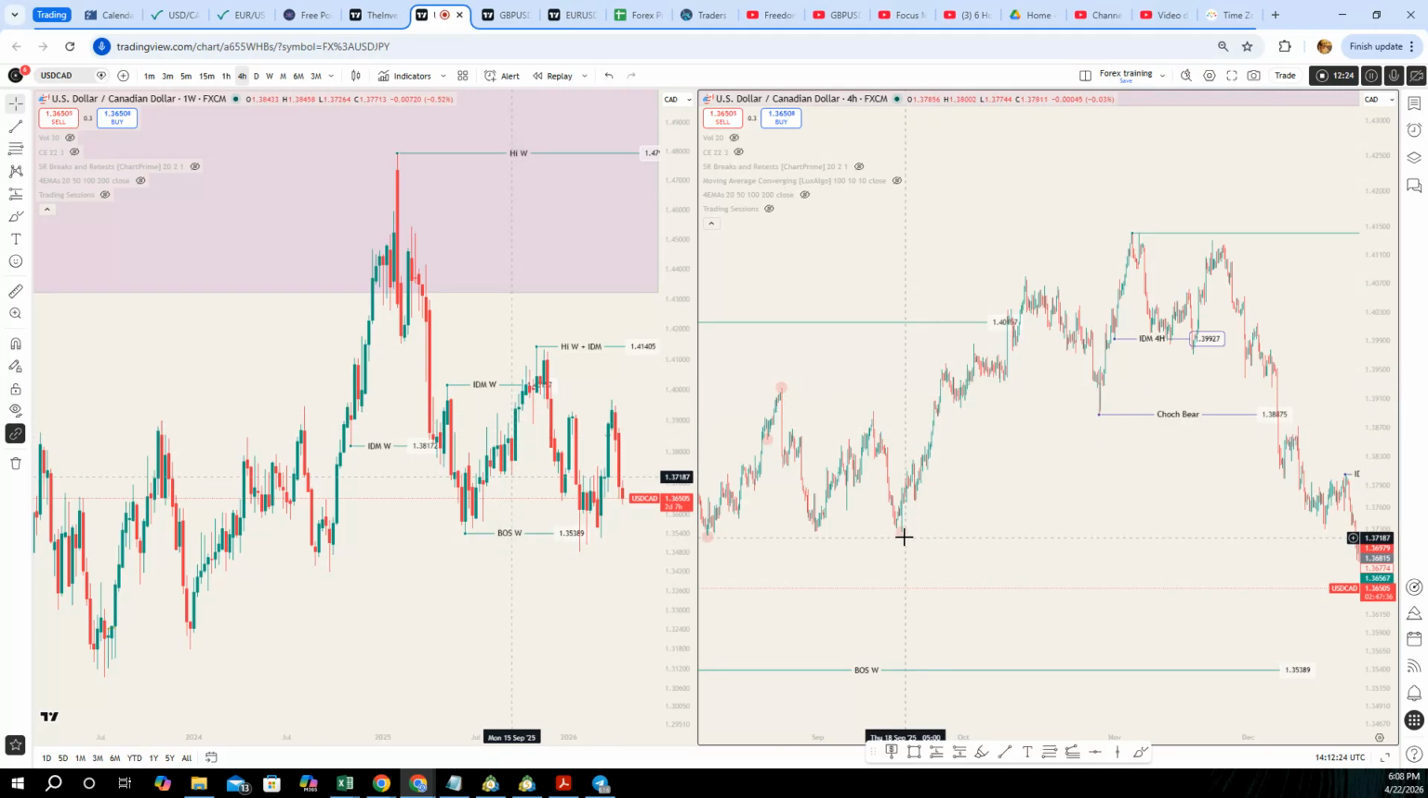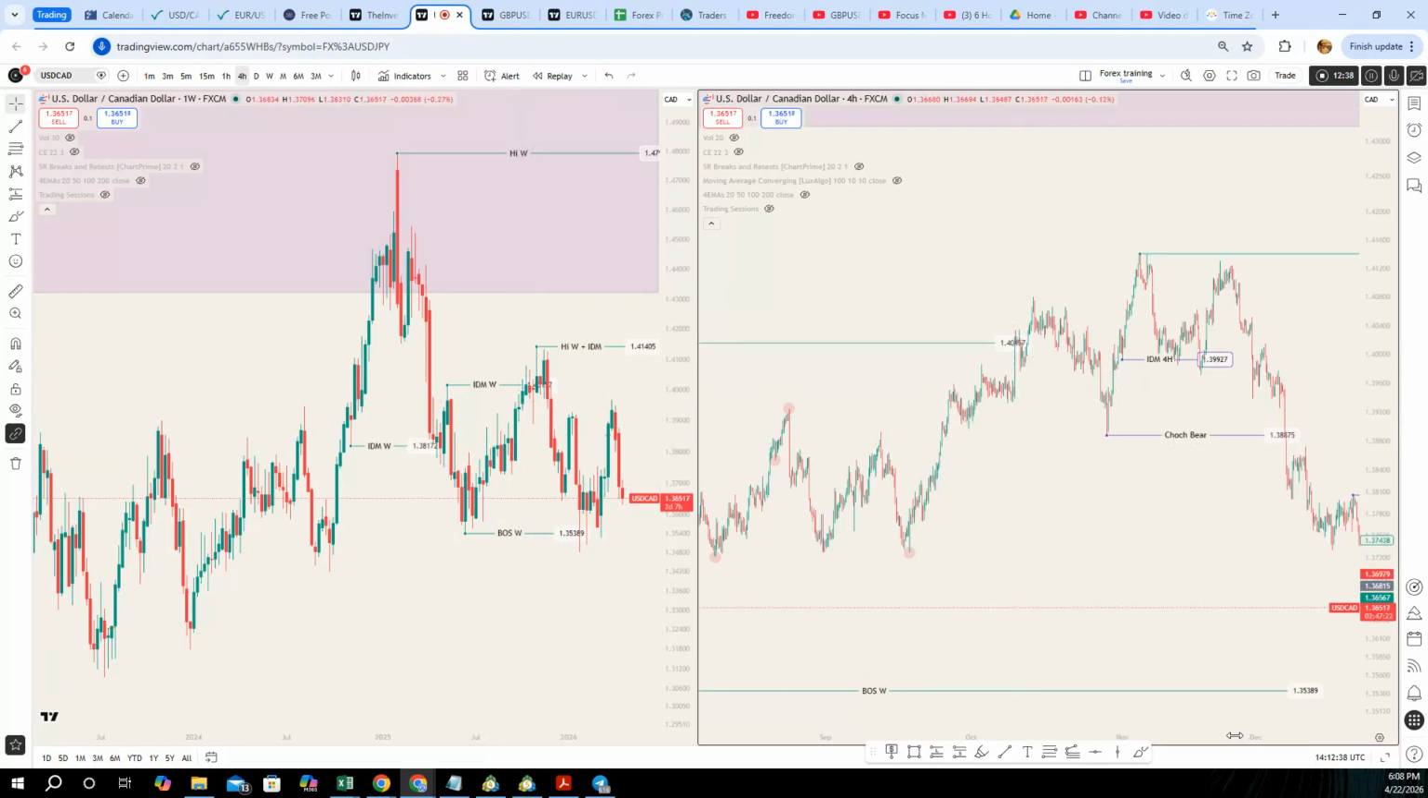If this is the low and this has been broken, this is the inducement. This has been broken. This is the low. And this has been, wait, do we have an inducement here?